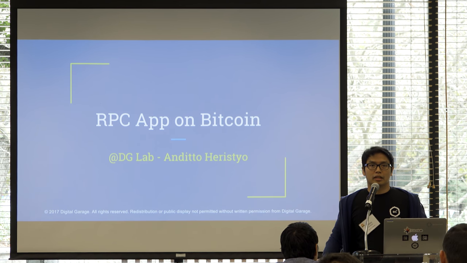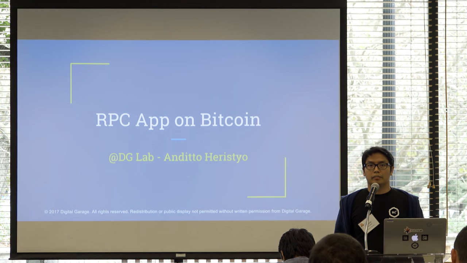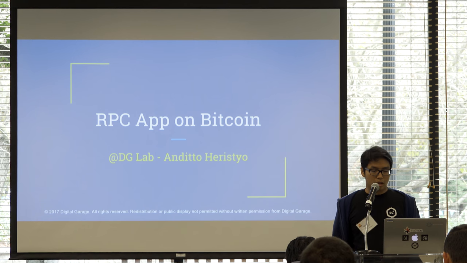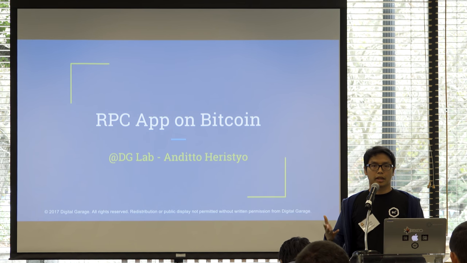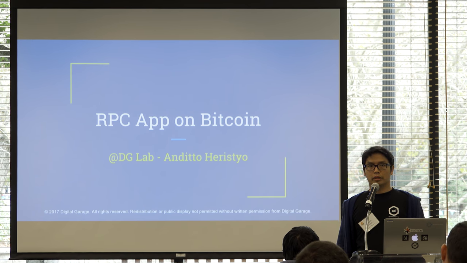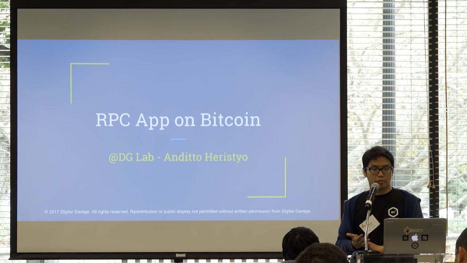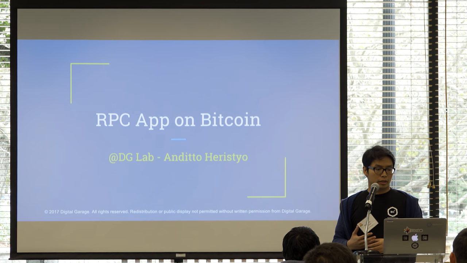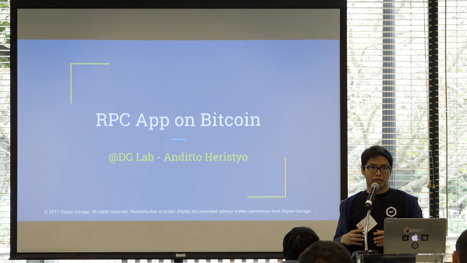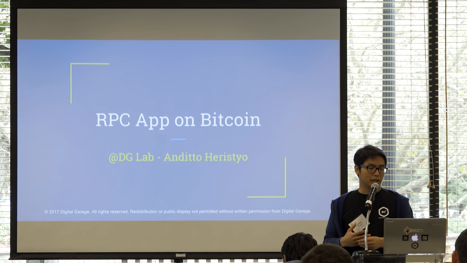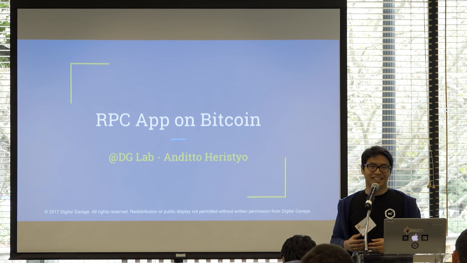So my name is Anditto. I also work for DG Lab in Tokyo. And this talk plus the talk from Kale, actually, are part of a workshop we do called the BC2, the Blockchain Core Camp, which is a three-day workshop similar to this, where we teach people how to use Bitcoin and stuff. This is basically an amalgamation of several sessions at once. We go hands-on, very slowly on this, but I'm sure you can keep up.